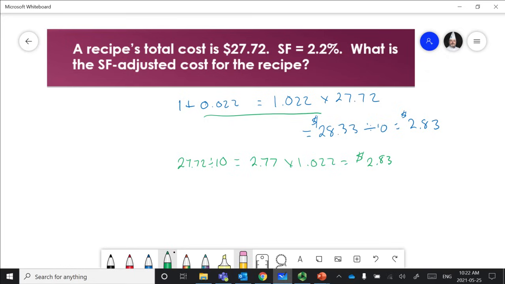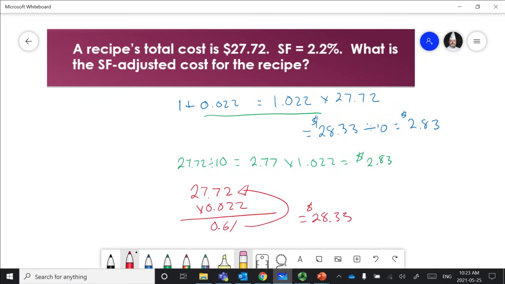Now, if this plus 1 sort of confuses you, you can simply take this 27.72 and multiply times our 0.022 to get the cost of our spice factor. 27.72 times 0.022, which is 0.61 cents. And then we can simply add that back into our 27.72, and we're going to end up with 28.33, right? All we did is this plus 1 just skips this step of adding it back to our original total.